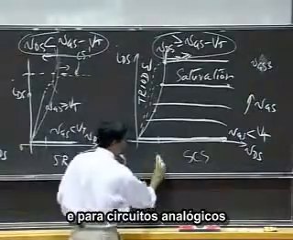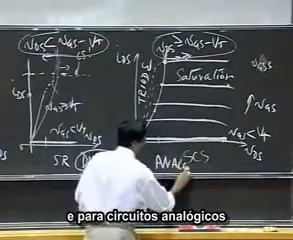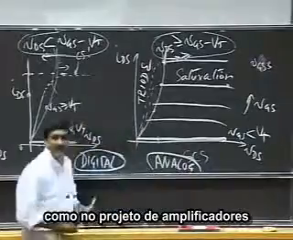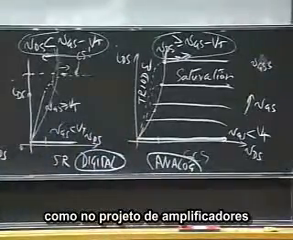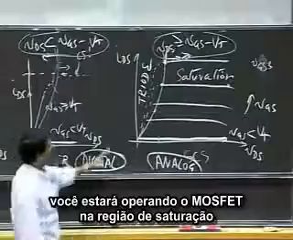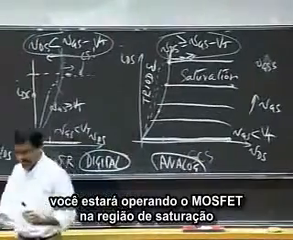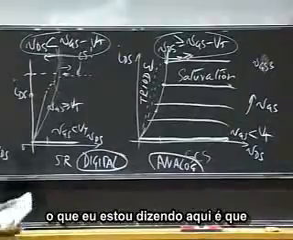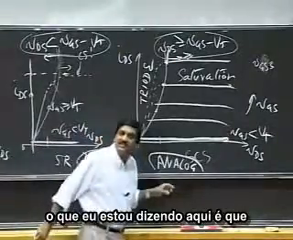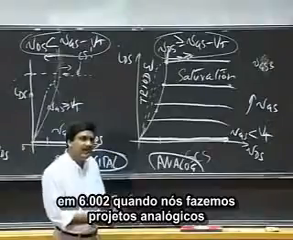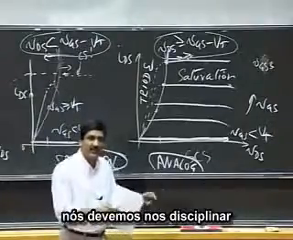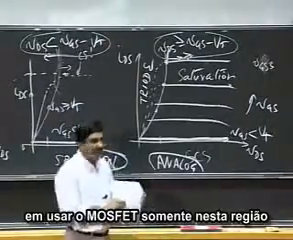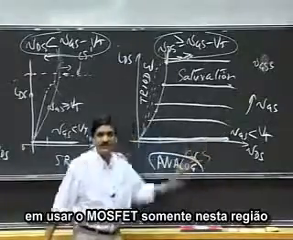And for analog, that is for amplifier designs and situations like that, we will be operating the MOSFET in the saturation region. I'll talk about that in a second. What I'm saying here is that in 6002, when we do analog designs, we are going to discipline ourselves to using the MOSFET only in this region.